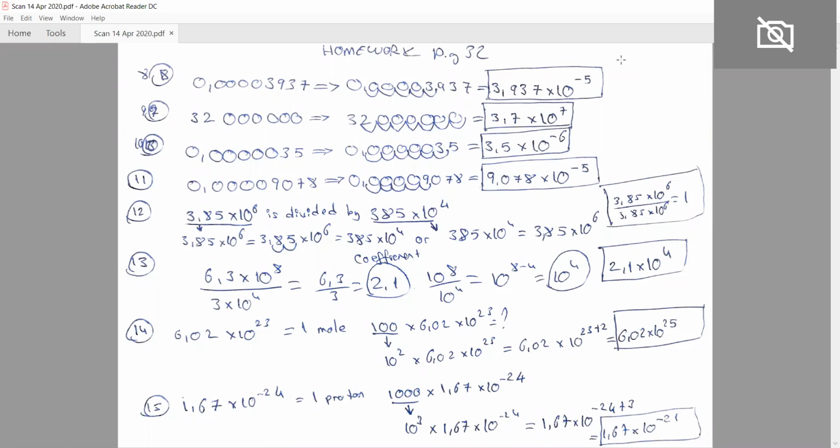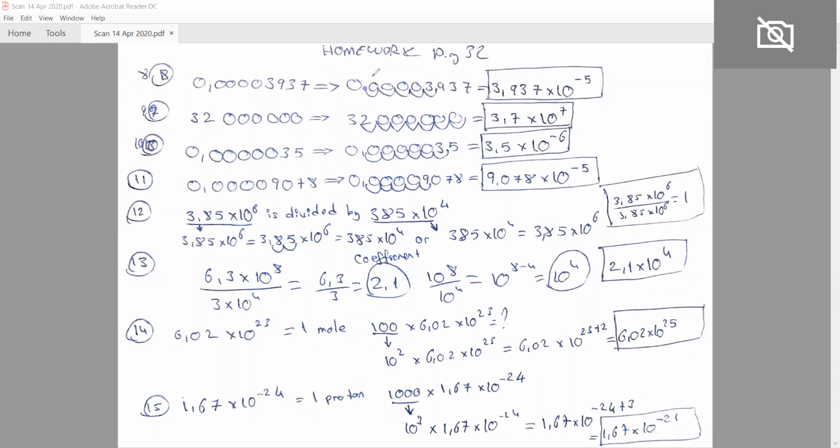Question 8, basically what it's saying is 0.00003937. How do we write this number in scientific notation? Guys, remember this is a very small number, and for very small numbers, we're going to start moving the comma from left to right until we get one digit on our left-hand side. So I'm going to do the same thing here. I'm going to start from here. As you can see, guys, the comma is here.